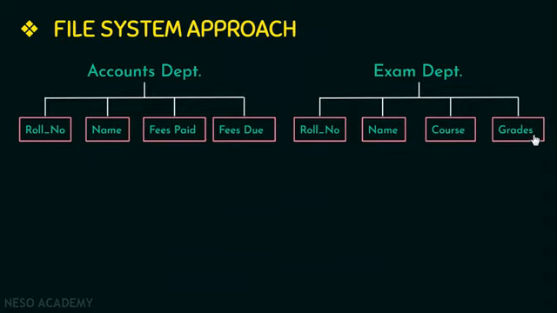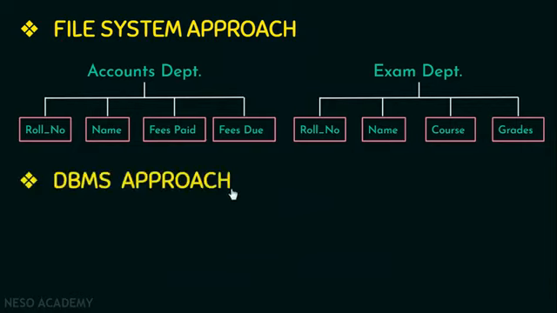Here both the users are interested in data about students, but they have to maintain different files because both have different interests. The accounts department is only interested in the fee details, whereas the exam department is only interested to know about the grades received by the student in each course. So since both have different interests, they cannot have a common file and hence have to maintain different files. As we can see here, the student details, the student roll number and the student name, are being repeated in both the files. This leads to redundancy or duplication of data as well as wastage of storage space.